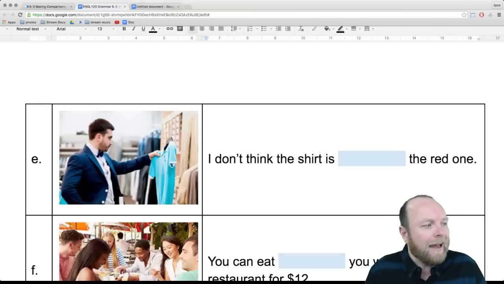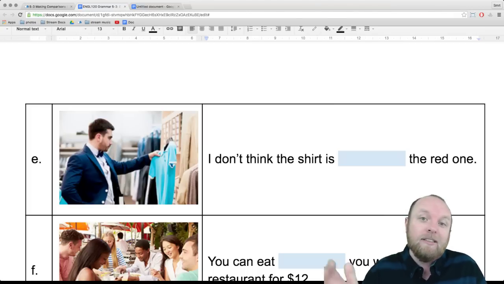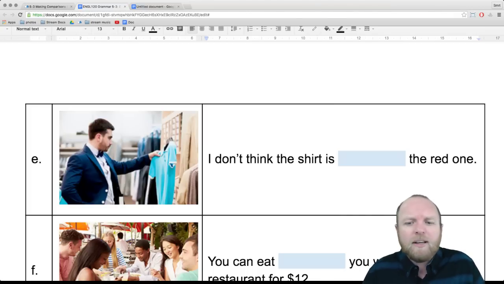Yen, as well as. No, because is an adjective, right? Oh, God, I'm getting confused. Is a linking verb, so we need an adjective. So as well as, no. Well is an adverb. We need good, as good. So I don't think the shirt is as nice. I don't think the shirt is as good.